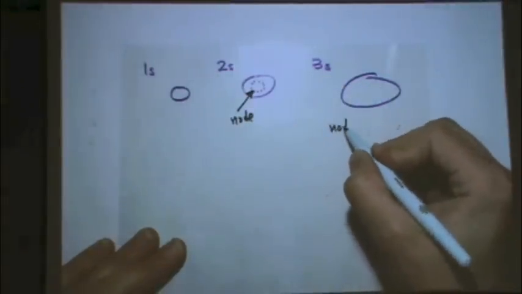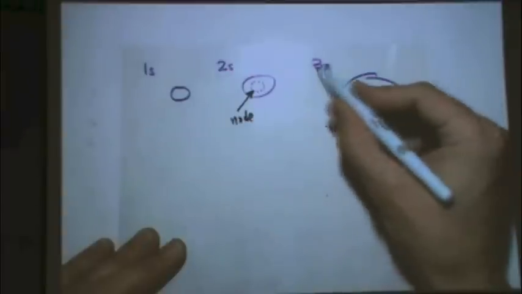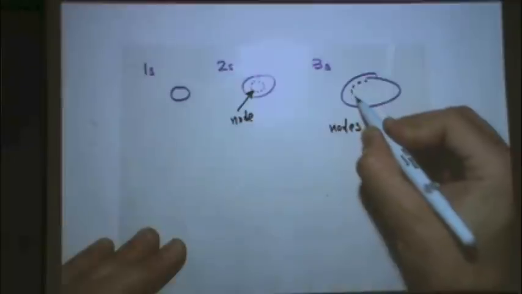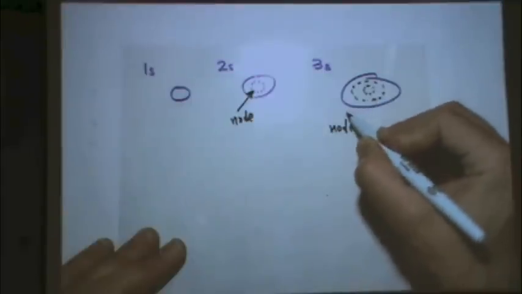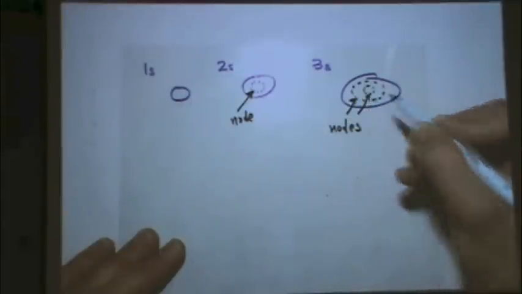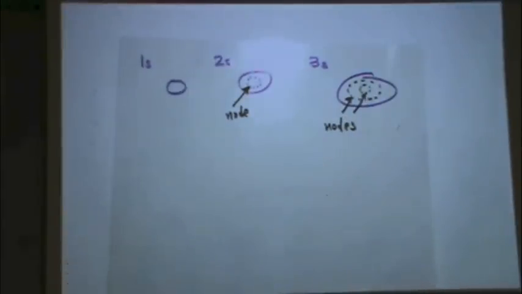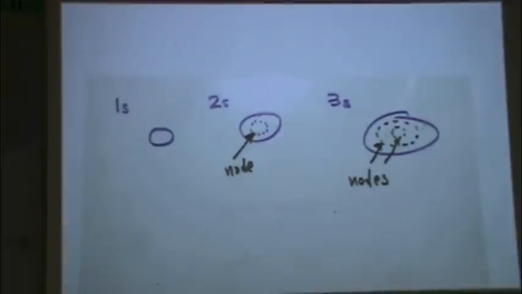3s has how many nodes? 2, because n minus 1. And that would have 2 concentric circles drawn as dashed lines. You got that, and you got that. That's how you draw the S orbitals, just circles. How about the P orbitals? Let's get to the P's.